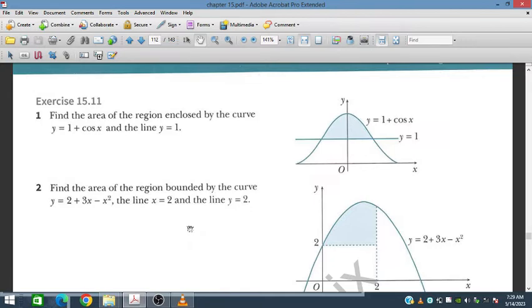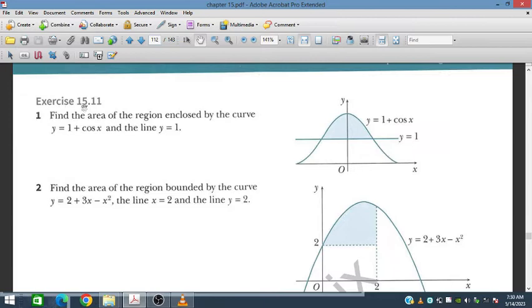Bismillahirrahmanirrahim. In this session, we will discuss the area of the region bounded by a line and the curve. So this is a line and this is a curve. So we'll discuss this kind of curve area, the area enclosed by the line and the curve.